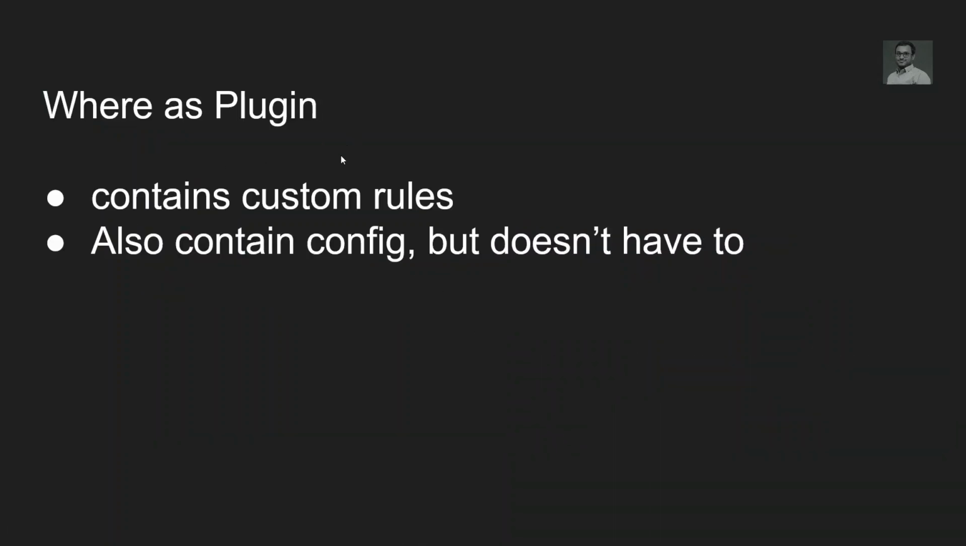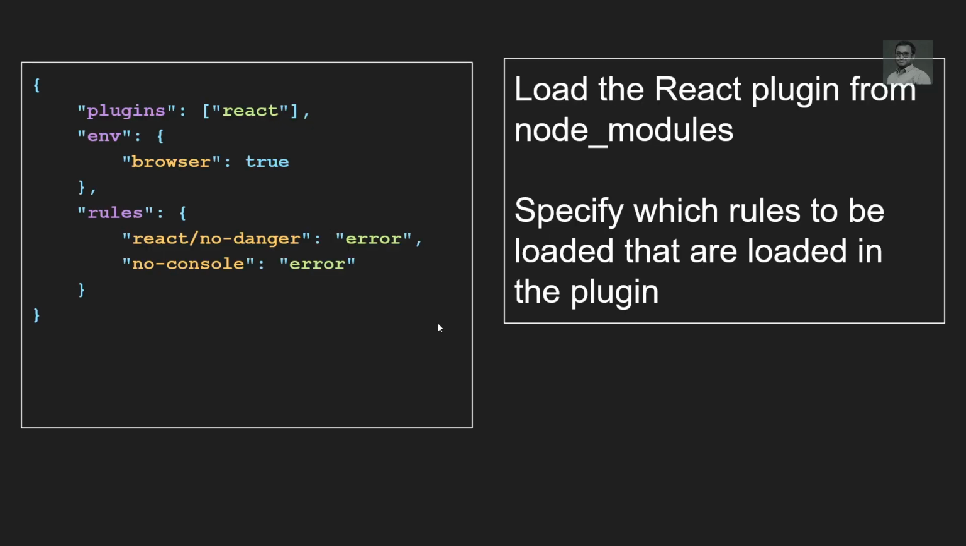Whereas a plugin means it contains custom rules. In the ESLint configuration, it doesn't contain the custom rules; it contains only the configuration settings. But a plugin contains the custom rules, and it can also contain configuration settings, but doesn't have to. So it contains a set of custom rules mainly.